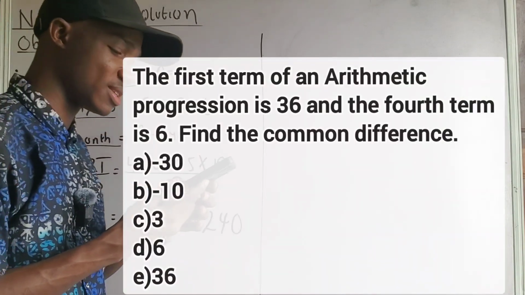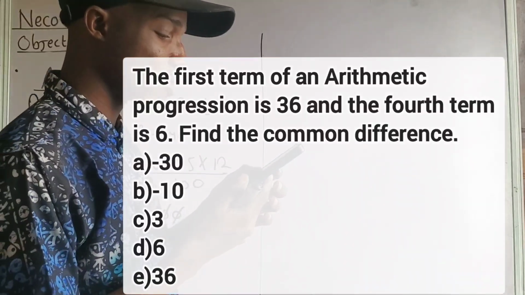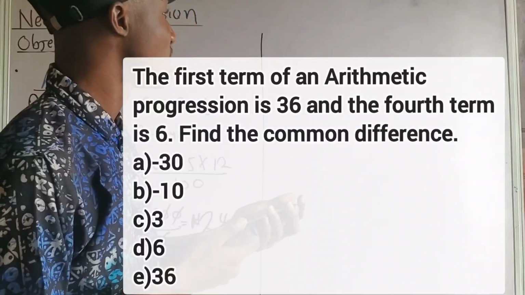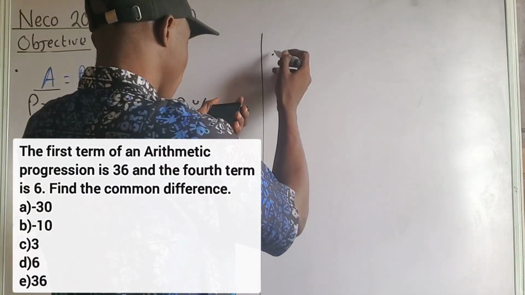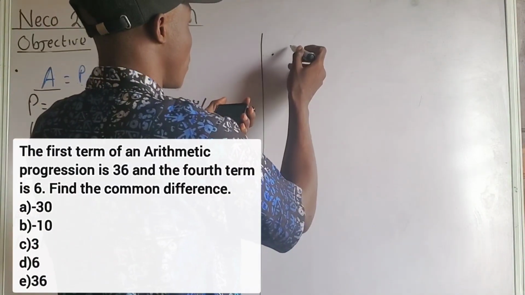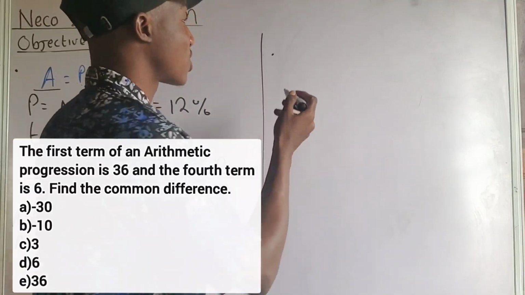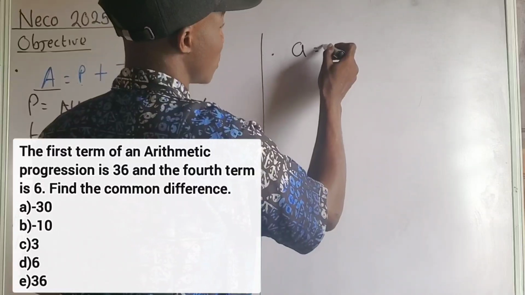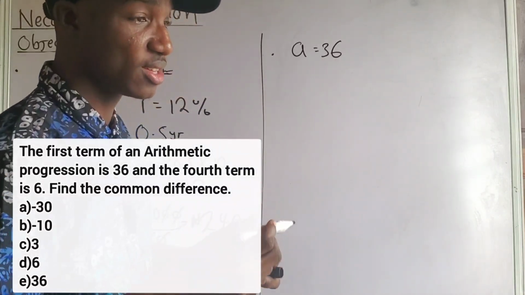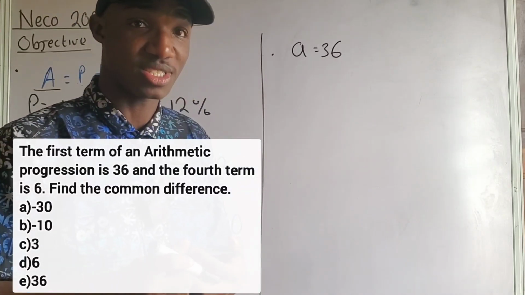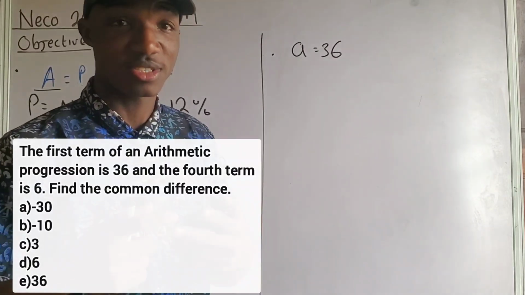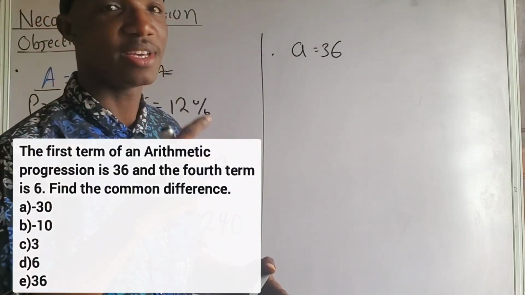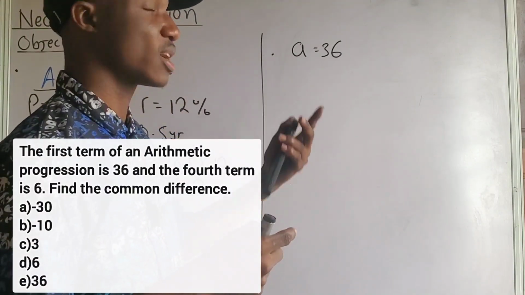Now let's look at question number 6. The first term of an arithmetic progression is 36 and the fourth term is 6. Find the common difference. Okay, this one we are given that the first term of an arithmetic progression is 36. So A equals 36. You know that an arithmetic progression is a kind of sequence that has a constant common difference. That is the difference between each successive term. It differs by a certain number. That number is what is called the common difference, and that is what we are asked to calculate.